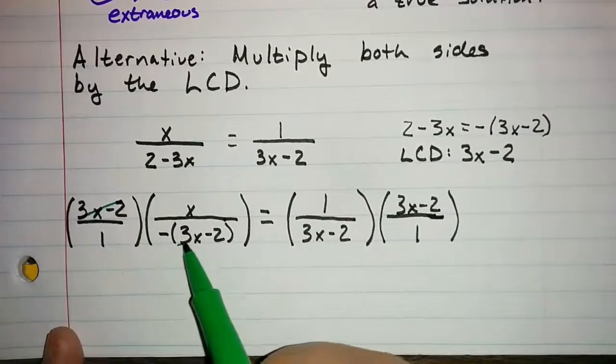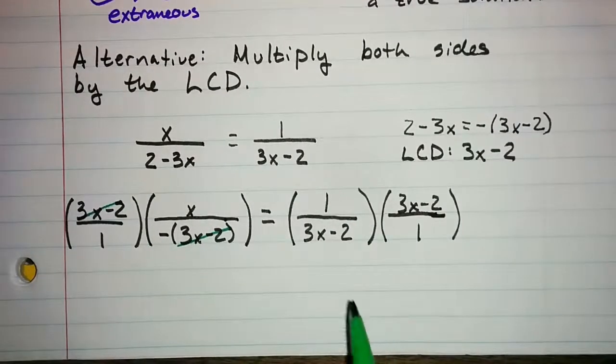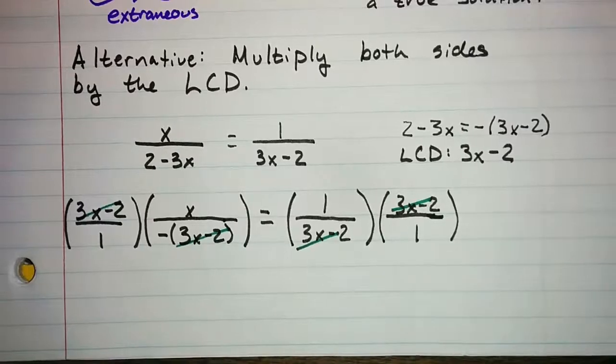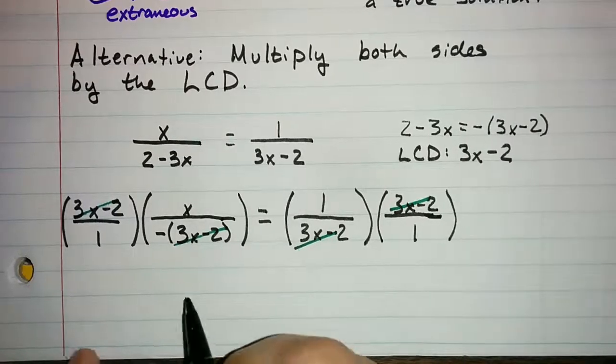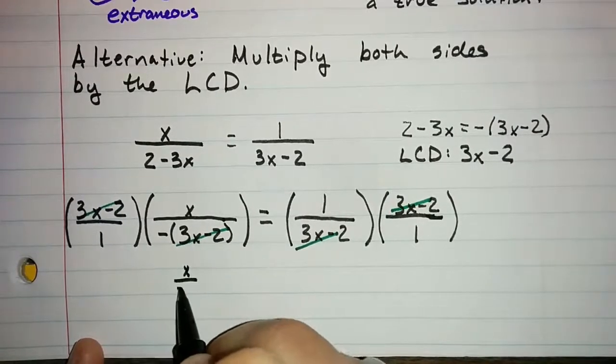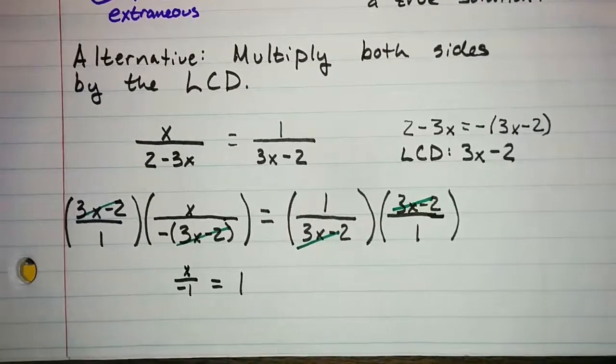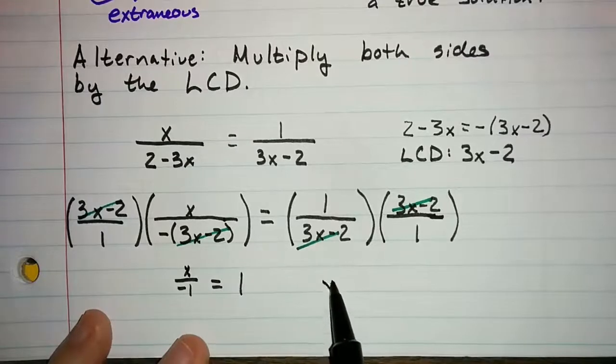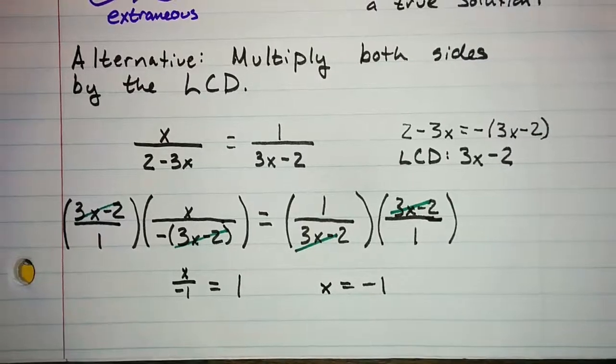Here, we'll cancel out the 3x minus 2. Likewise here, and I'll get x over -1 equals 1. Multiplying both sides by -1, I get x equals -1.